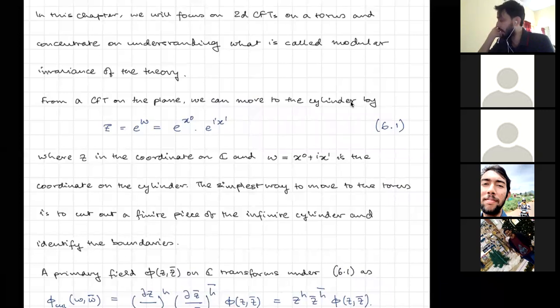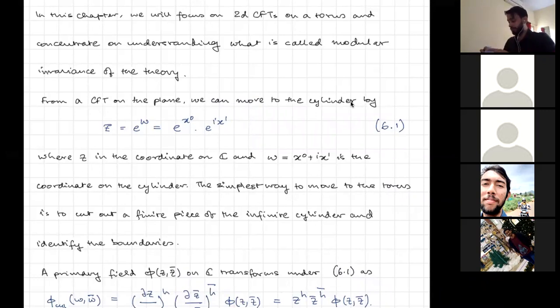Remember, if you had a plane, then what you could have done is identify these two ends of the plane, and what you got at the end of the day was a cylinder, right? Now, what you are going to do, unfortunately, I'm not going to be able to do it that well. Let me try the other way around.